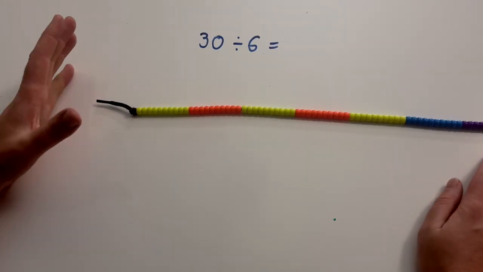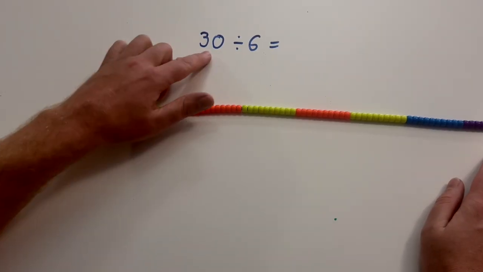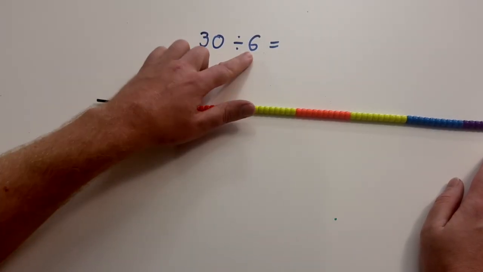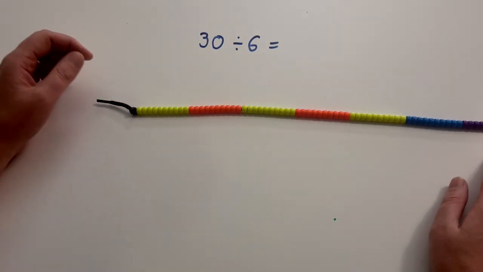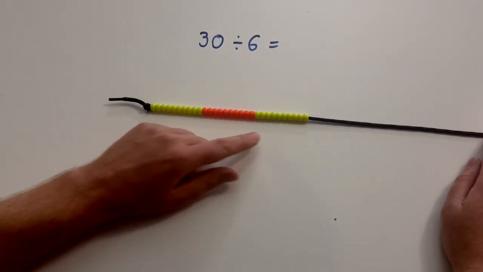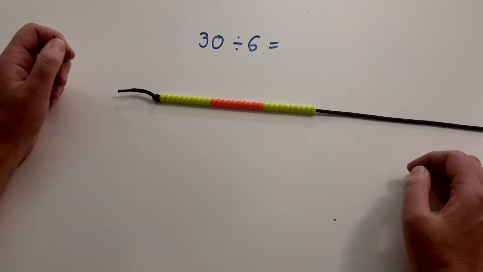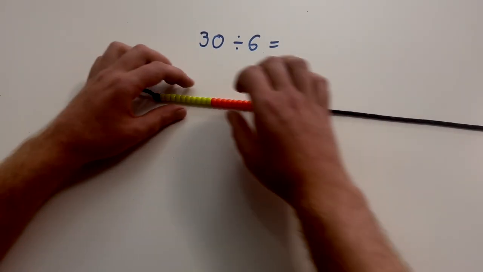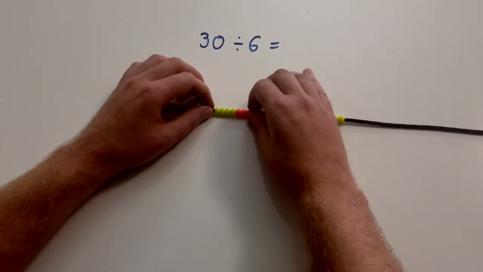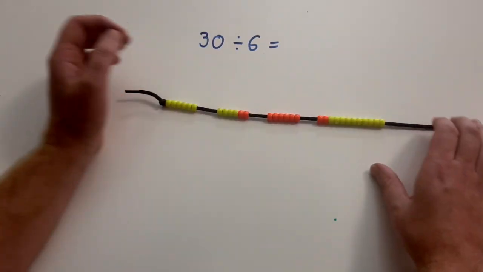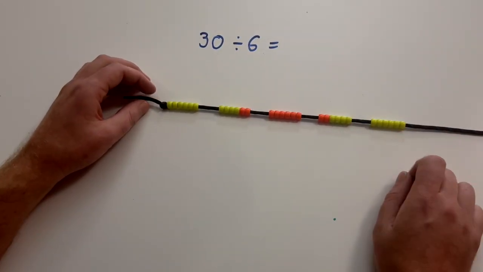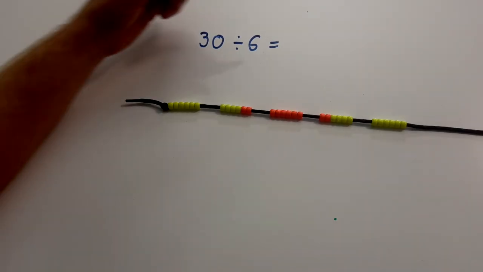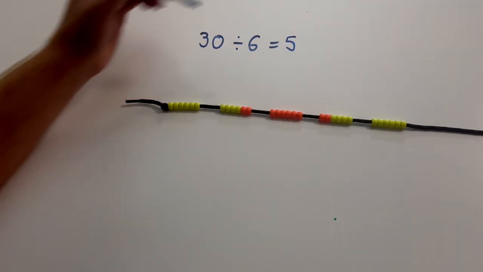All right, so now let's solve our problem using our bead string. So 30 divided by 6, or how many 6s are there in 30? Let's make 30, knowing that I've got 3 10s. And so now I'm going to see how many 6s I can make. 1, 2, 3, 4, 5. So straight away, I can see that there are 5 6s in 30.